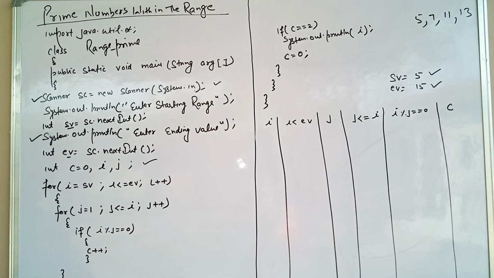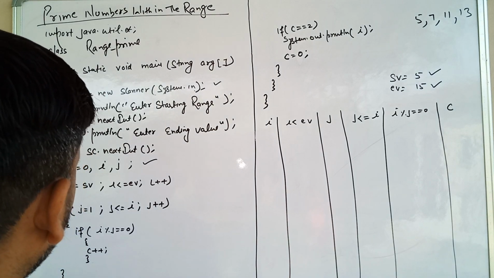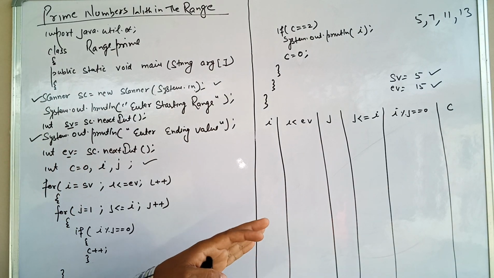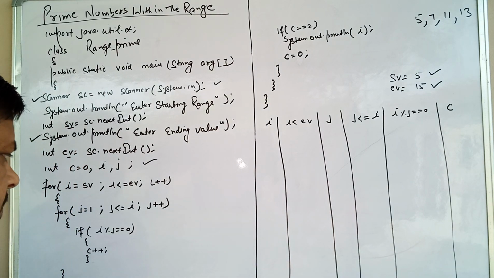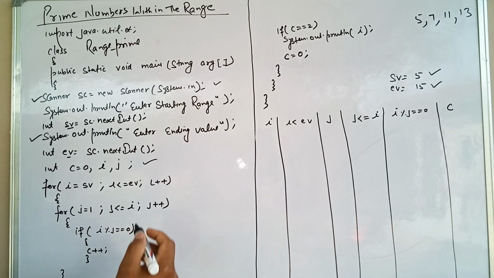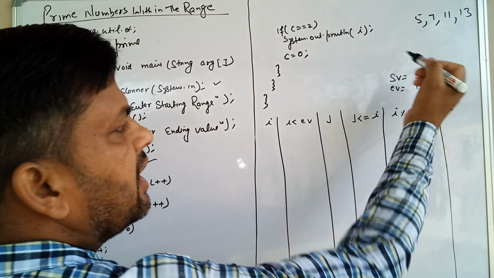So now how will you configure here? Actually this program is based on a nested loop. Nested loop means we will use one loop within another loop. It is also a very important program. So here, the first loop, how will we configure it? I is equal to SV. SV means from where we will start the value. So the starting value is stored under the SV variable.